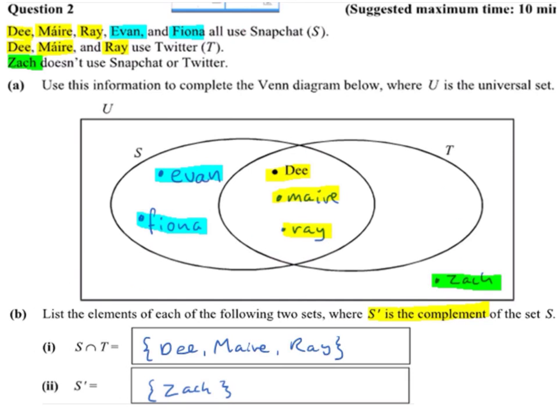Then we're going to have a look and see what's going to go in this box here. So this represents S intersection T. So intersection is what's in the middle. So it's going to be Dee, Moira and Ray. And then S complement is basically everything without S. And since this is set S here, if we are not to include anyone in this set and only include anyone that's outside this set, we're only left with Zach. However, if there had been someone in here, we could have included them as well.